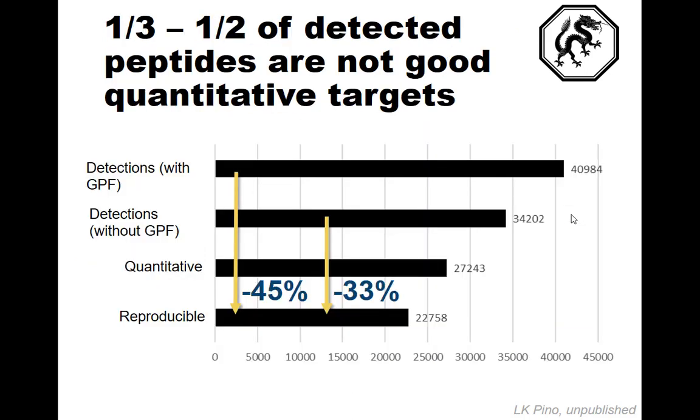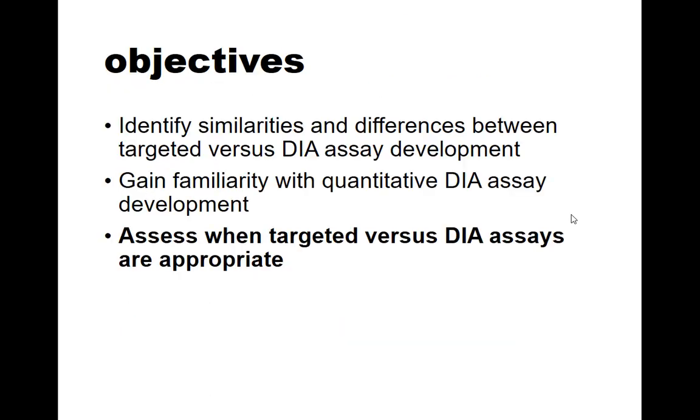And I think an important take home is what I've been finding so far in my research, that only a third to a half of all the peptides we detect are not good quantitative targets. This makes complete sense. We already knew up to this point that not everything you detect can be quantified. And so what I'm doing now is just trying to put numbers on just how much of what we detect is actually quantitative. And it's looking like maybe a half of the things that we're detecting are actually quantitative.